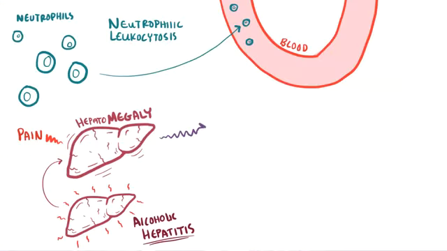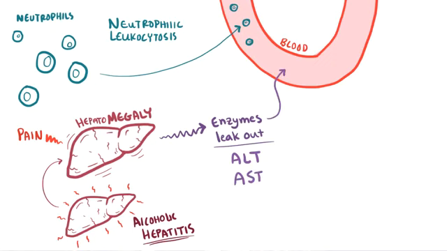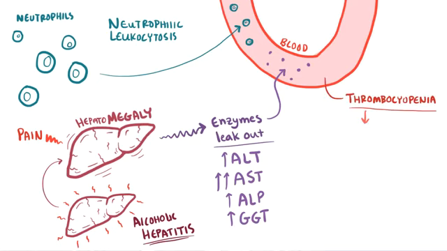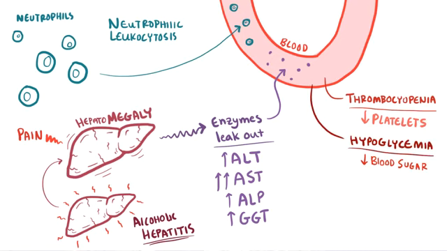The damage done to hepatocytes also results in leakage of liver enzymes like alanine aminotransferase, or ALT, or aspartate aminotransferase, or AST, both types of transaminase. Usually, even though both are elevated, AST will be found to be greater than ALT in alcoholic hepatitis. In addition to these two, serum alkaline phosphatase, or ALP, and gamma-glutamyl-transferase, or GGT, will also be elevated. In some cases, thrombocytopenia, a deficiency of platelets in the blood, as well as possible hypoglycemia, or low blood sugar, can also be found in the blood of someone with alcoholic liver disease.